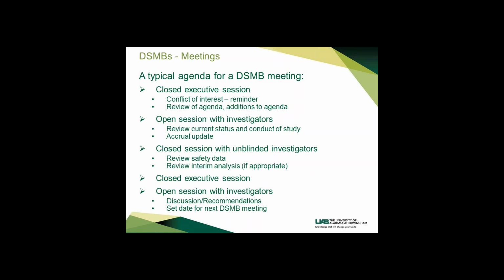Okay, so a typical agenda for a DSMB might look like this. They start with a closed executive session. That's when just the DSMB members come together and discuss what's in the report. Or they start with conflict of interest. Like any NIH meeting, the first thing you do is discuss conflict of interest. And then they review the agenda and whether they have any additions to the agenda. So they receive the report ahead of time and they've reviewed it. And then they may have additions to the agenda because of something that caught their eye in the report.